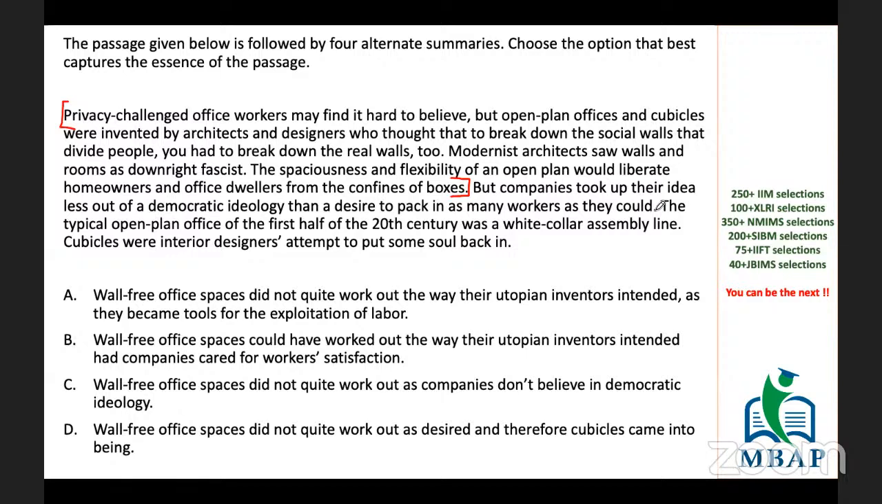But that intention didn't work out; it didn't go well with companies. Companies again saw their own advantage. They didn't work with the idea of this democratic ideology. In fact, they saw this as an opportunity that there is now more space available. For example, if there is a room and you have to designate a particular space to someone, say 5 by 5 for each person, I can make only a limited number of people sit.